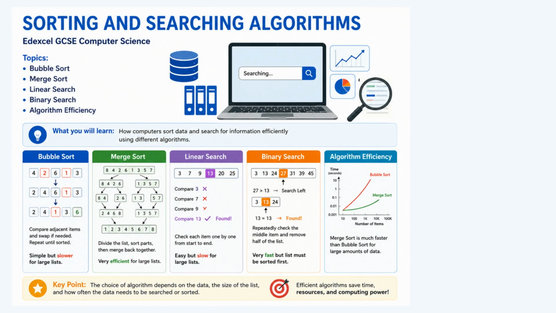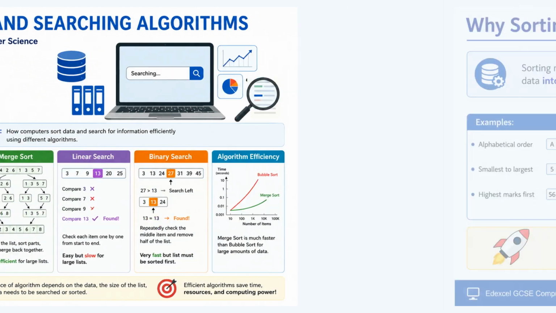Hello everyone, and welcome to this lesson on sorting and searching algorithms. In this lesson, we will learn about bubble sort, merge sort, linear search, binary search, and algorithm efficiency. These algorithms are very important in computer science because they help computers organize and find data quickly. By the end of this lesson, you will understand how these algorithms work step by step using simple examples.